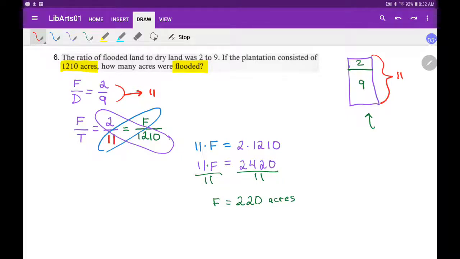Okay, so oops, I got rid of my box there. Okay, there we go.